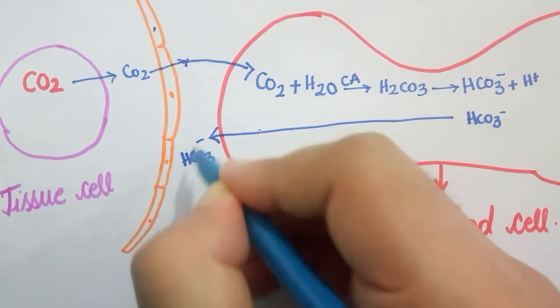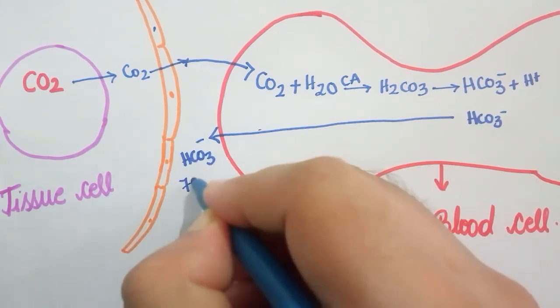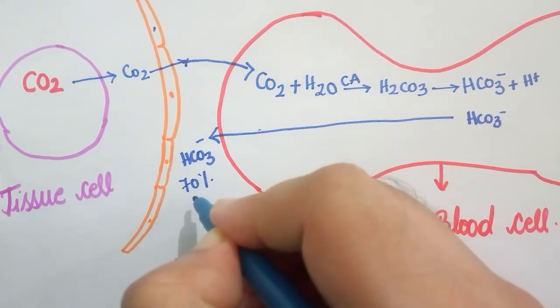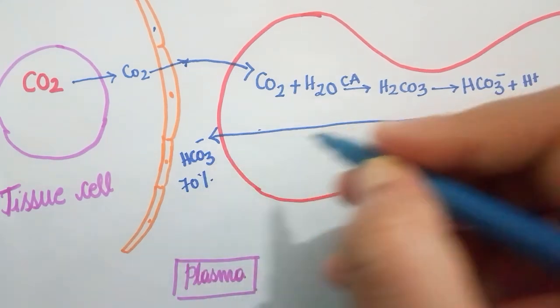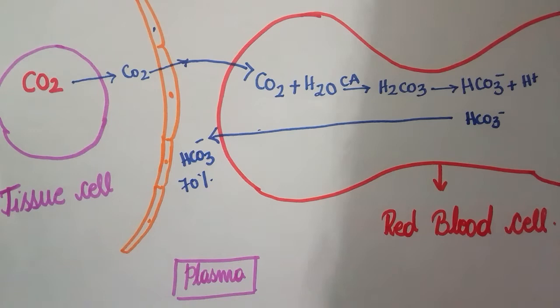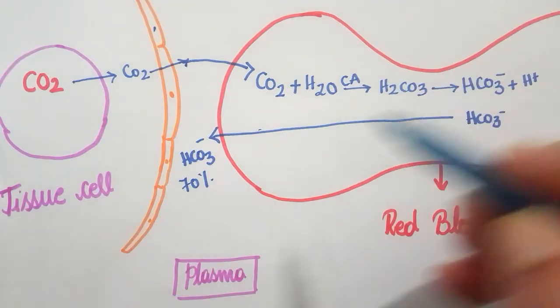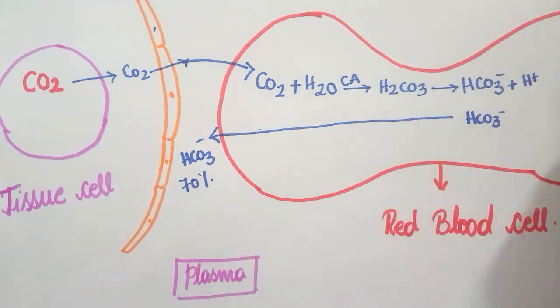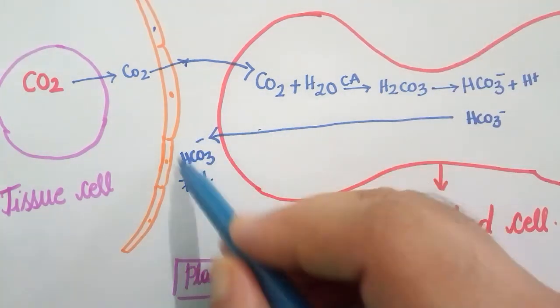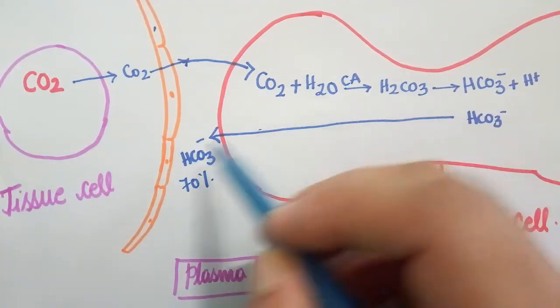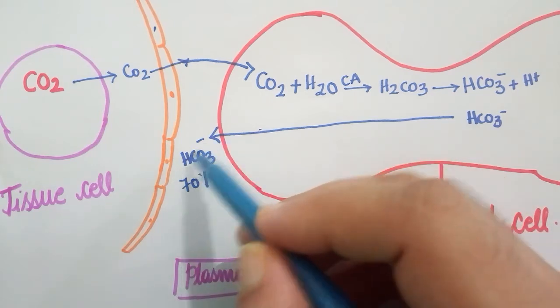And you know, most of the carbon dioxide, around 70% of the carbon dioxide, is transported from the blood to the lungs, or to the alveolar tissues, in the form of bicarbonate. How much? 70%. Okay, now see, this is a negatively charged ion, correct? Now a negatively charged ion is moving out of the red blood cell.